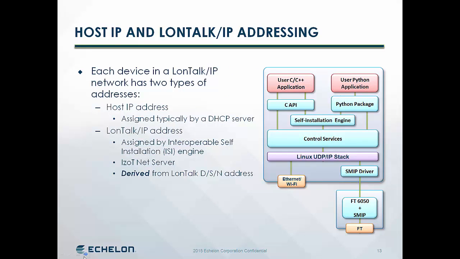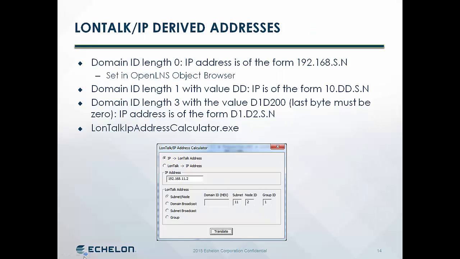Each device in a LonTalk IP network has two types of addresses: a host IP address, which is typically assigned by a DHCP server, and a LonTalk IP address, which is either assigned by an interoperable self-installation engine or the IzoTNet server, and it is derived from the LonTalk domain subnet node address. Let's look at LonTalk IP derived addresses.